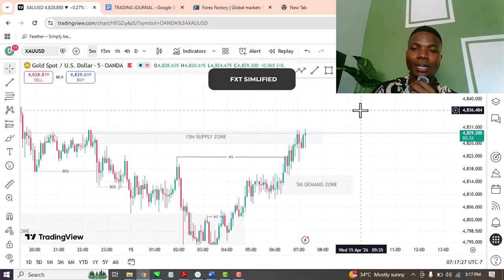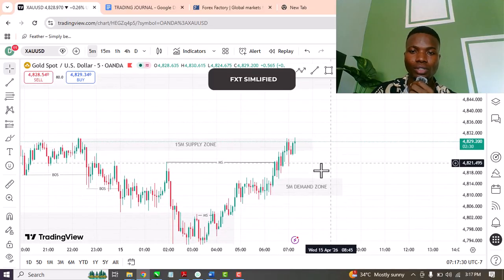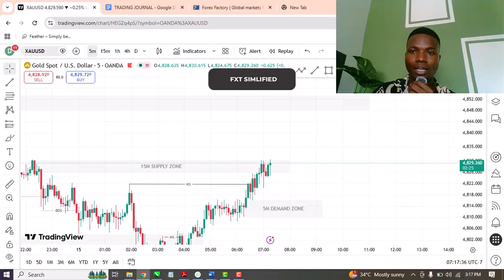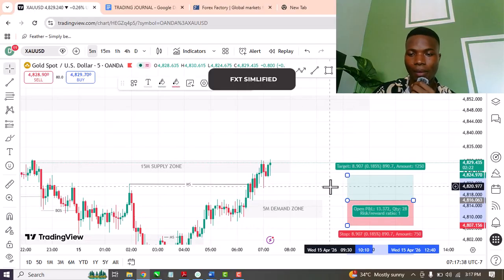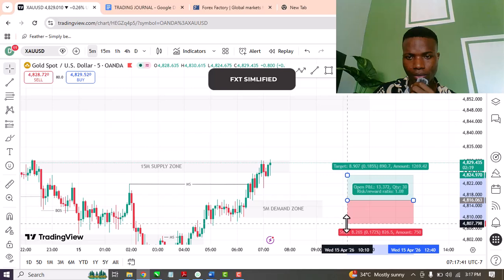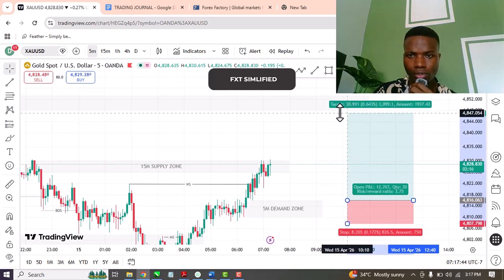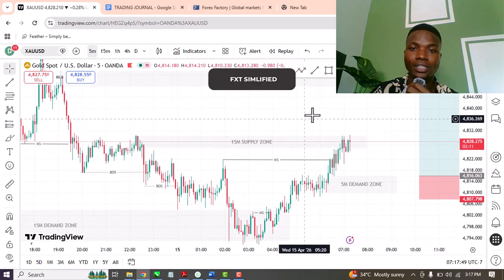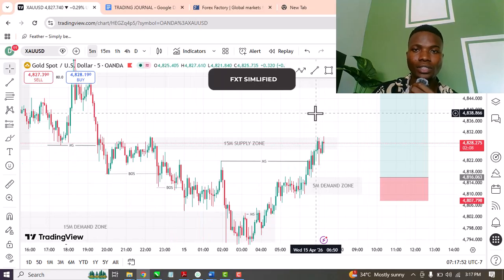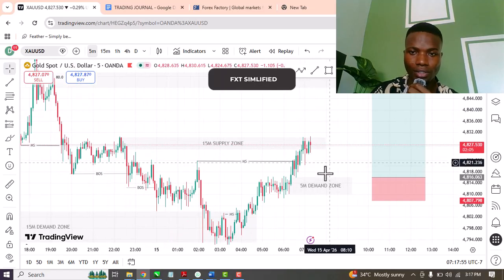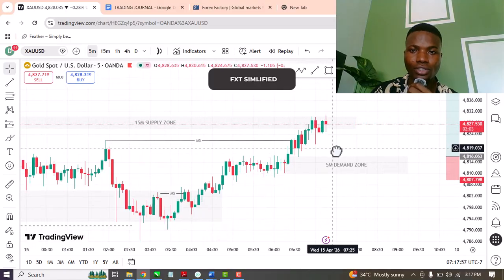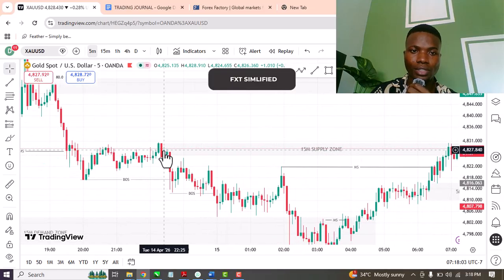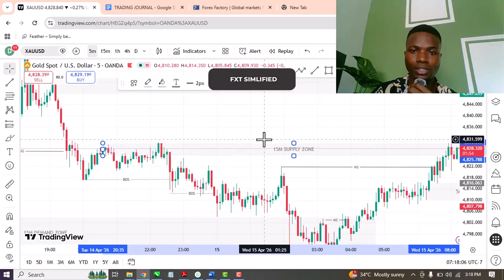If price eventually comes to this entry here, then I'm going to be targeting this high. That means I'm going to enter around here, my stop loss below here, then I'm going to set my take profit around this zone. That is what I'm anticipating right now. Let us see how price is going to react at this zone, because you can see that price is currently struggling to push to the upside, and that is because of this 15-minute supply zone, because there is so much reaction going on here.